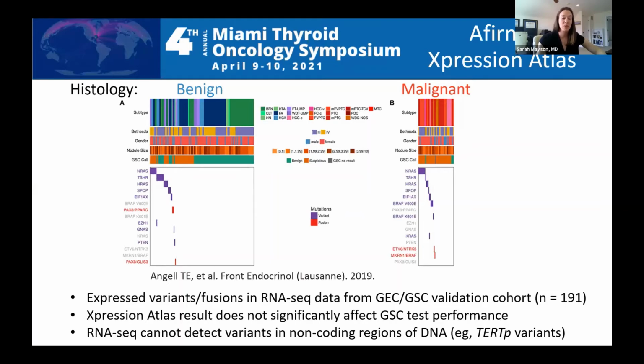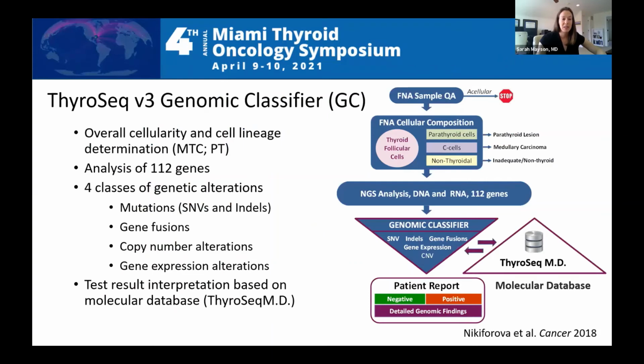And as Dr. Nikiforova described earlier, there are certain genetic alterations that cannot be detected through Expression Atlas, since this is an RNA-based test, including copy number alterations, but also mutations in non-coding regions of DNA, such as the TERT promoter variants. I'd now like to move on to speaking about the ThyroSeq GC, or version 3 genomic classifier.